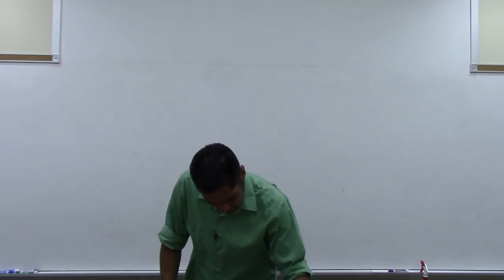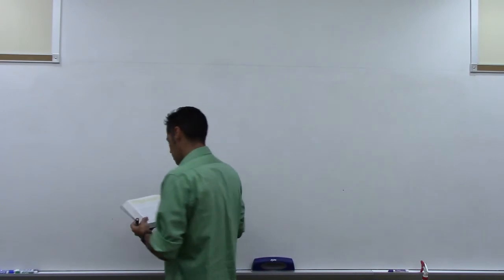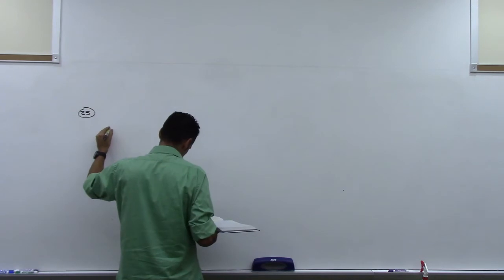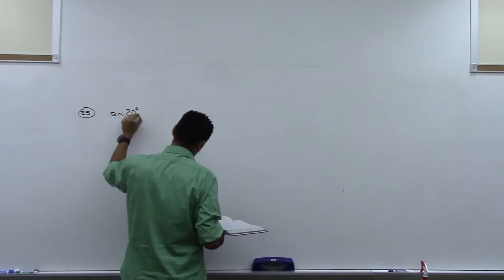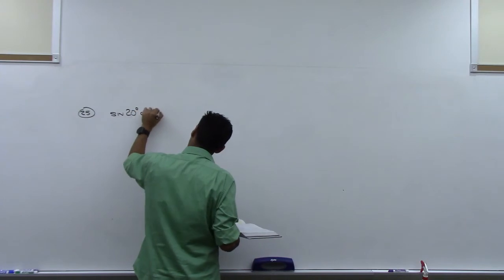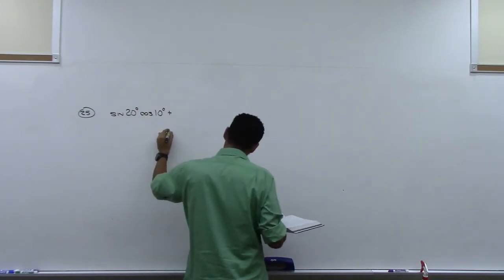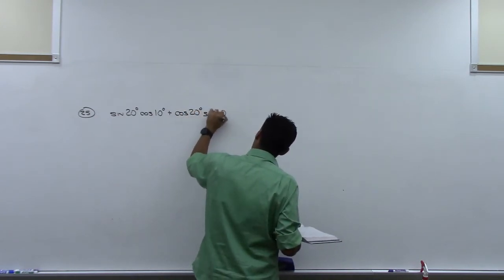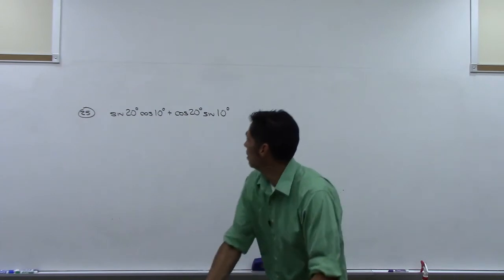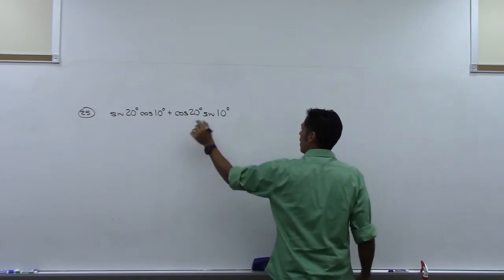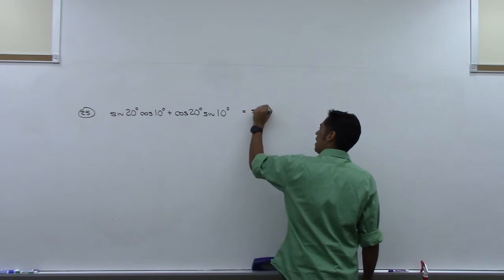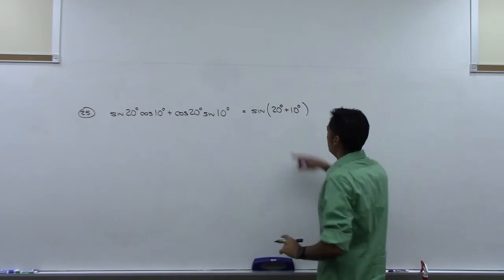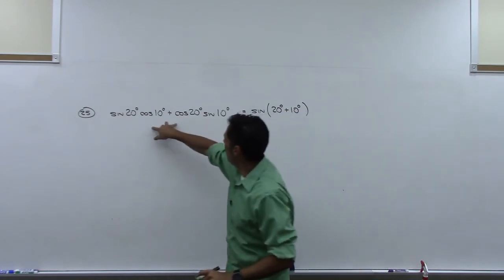Okay. Number 25, find the exact value. So 25 is going to actually work out really clean. It's sine of 20 degrees cosine of 10 degrees, plus cosine of 20 degrees and then sine of 10 degrees. If you notice the way it's written, this is actually the formula for sine of 20 degrees plus 10 degrees. So if we started with this and broke it down with the formula, we would have this.